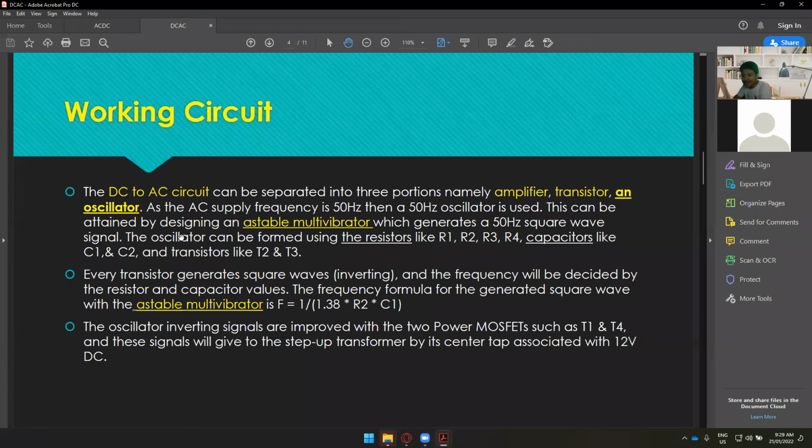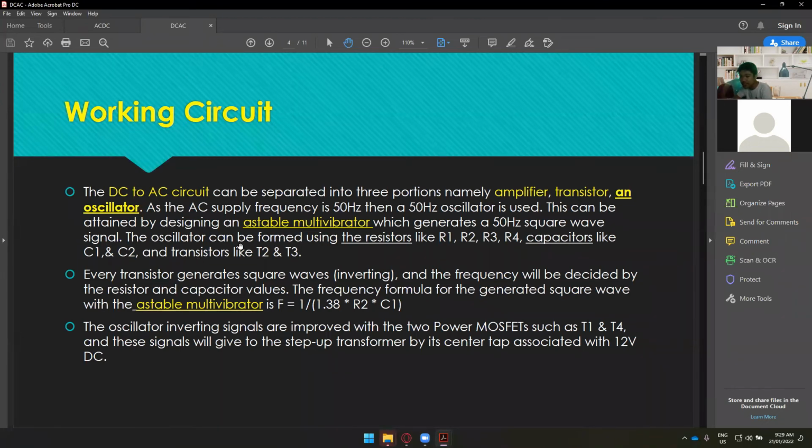This can be attained by designing an astable multivibrator. So search on the internet on how to design an astable multivibrator. This one will generate a 50 Hertz square wave signal, and the oscillator can be formed using resistors like R1, R2, R3, R4, capacitors like C1 and C2, and transistors like T2 and T3. Or sometimes you call that one L1 and L2. My apologies, this one is a transistor, not an inductor.